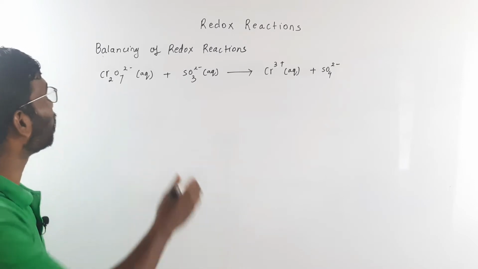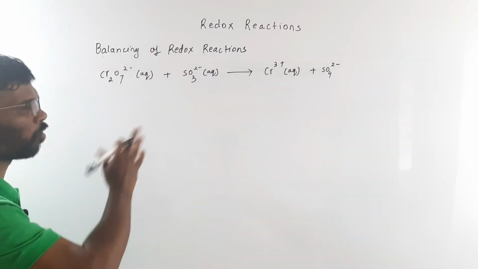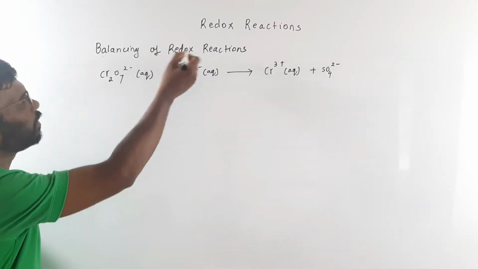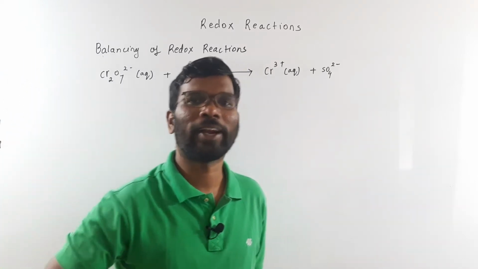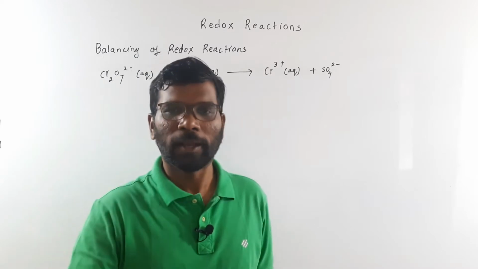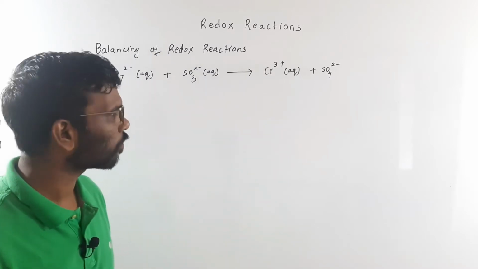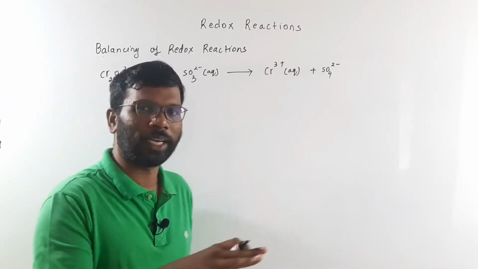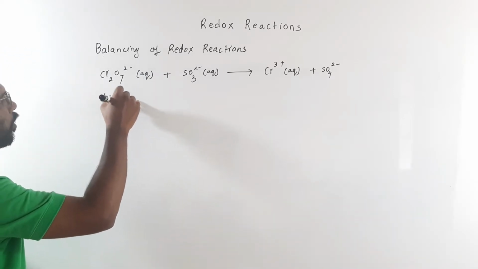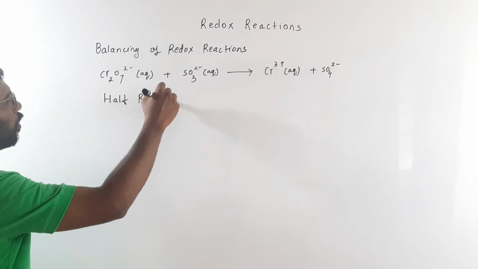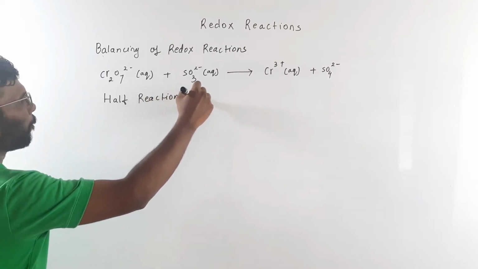So there is a method. Today's topic of this lecture is balancing of the redox reaction. This is a redox reaction, a skeletal redox reaction is given, and we need to balance this. So the method which we are going to use over here is the half reaction method.